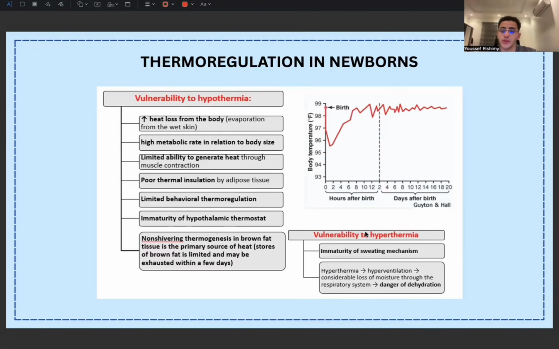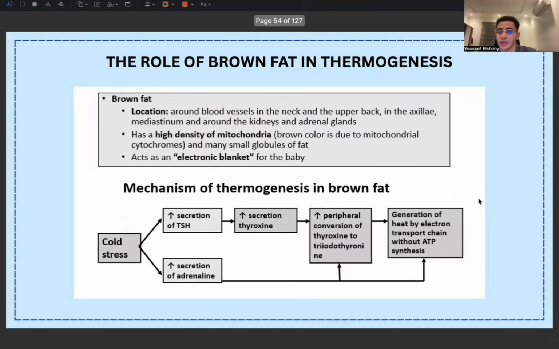So what makes them vulnerable to hyperthermia? They have an immature sweating mechanism. They still have immature sweating glands, and they have poor nervous supply to the sweat glands. That makes their sweating mechanism immature. And if hyperthermia happens, this would lead to hyperventilation, and hyperventilation would lead to loss of moisture. So they are at risk of dehydration.